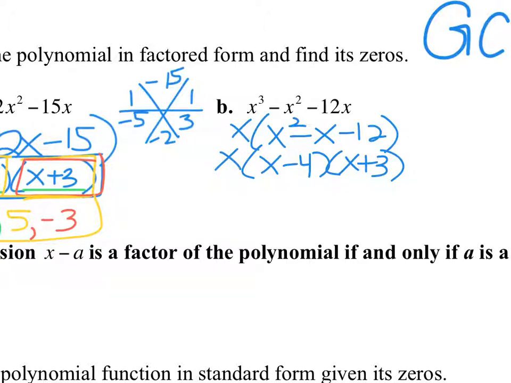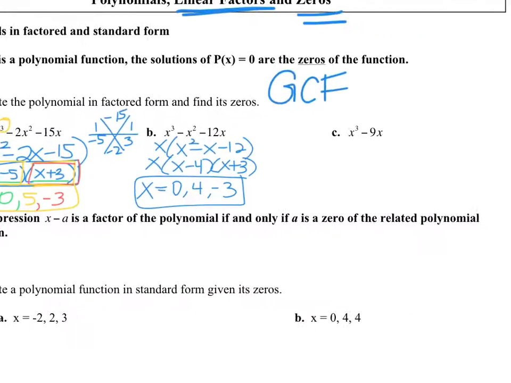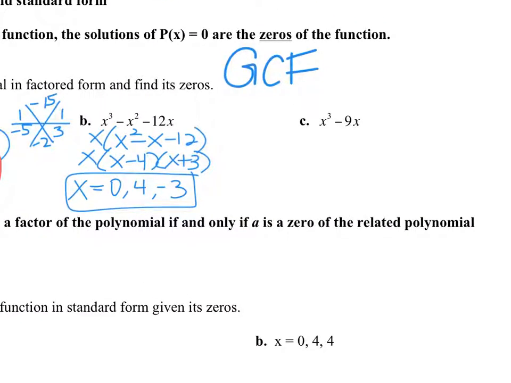The second half says to tell me the zeros. 0, 4, negative 3. Good. Okay, and if you did pretty good on that last chapter, then this is kind of just an extension of that. All right, let's do the last one together.